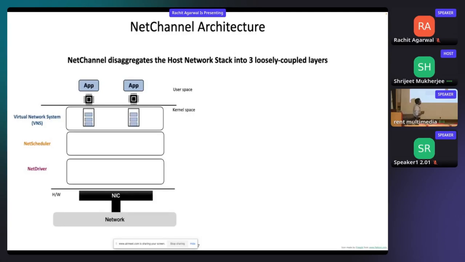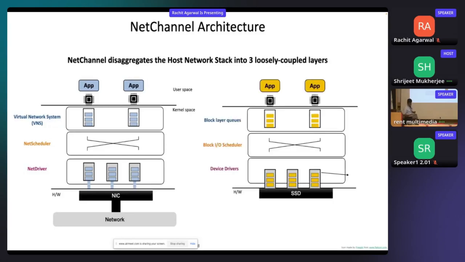So what is virtual network system doing? The virtual network system is basically a virtual file system. So what we have is virtual network system, net driver, and net scheduler.